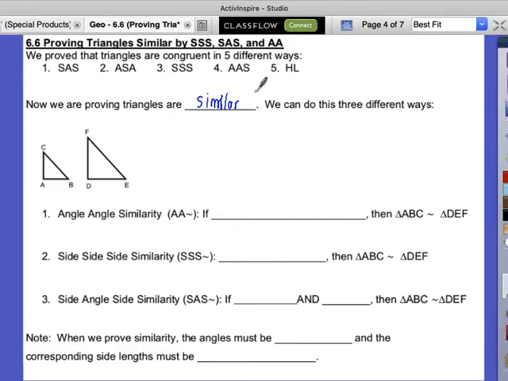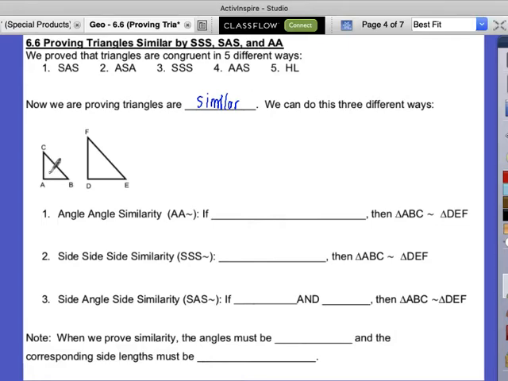Angle-angle similarity. What we're saying here is if we have 2 pairs of corresponding congruent angles, then the triangles have to be similar. You might be asking, hey, Mr. Kossel, why are there only 2 pairs? Why don't we need 3 things? Well, it's a great question.